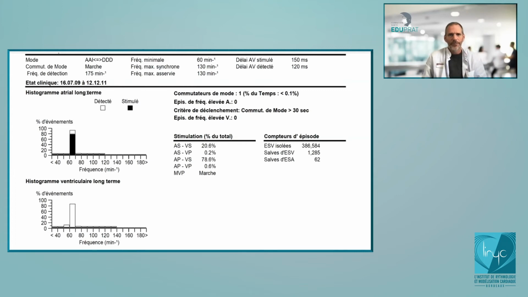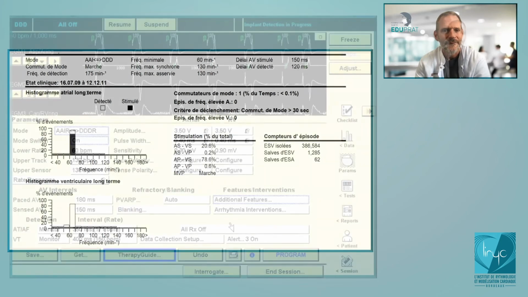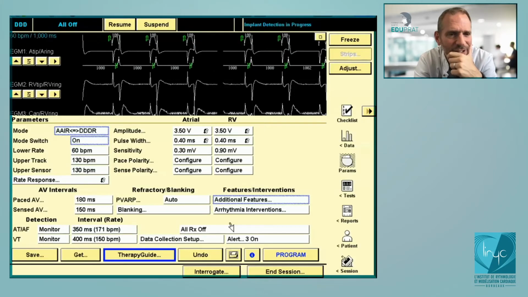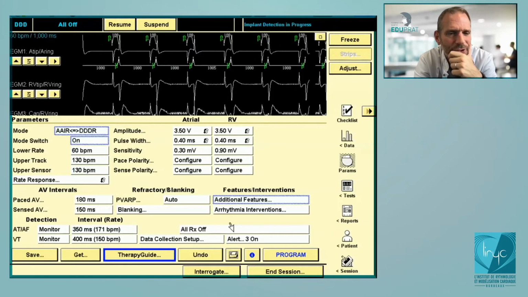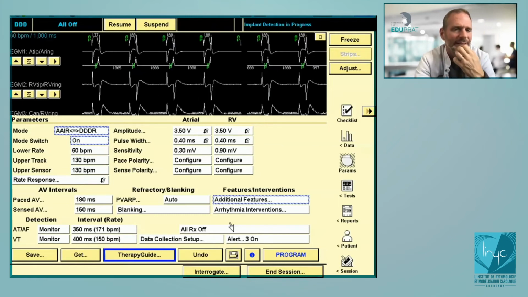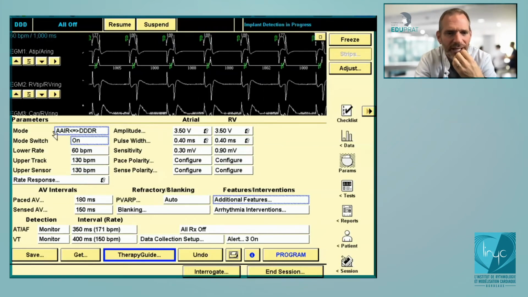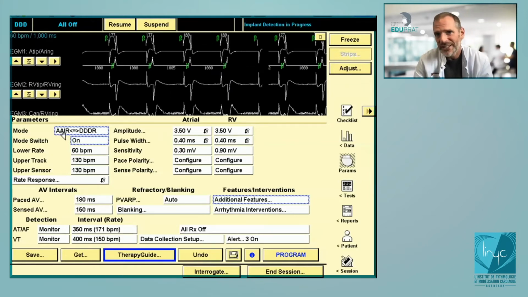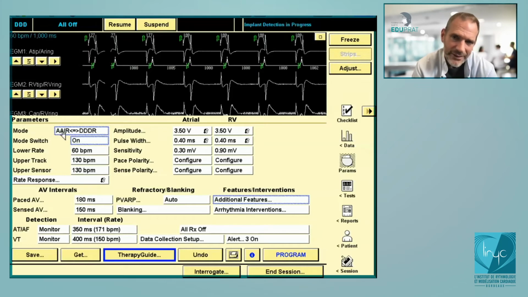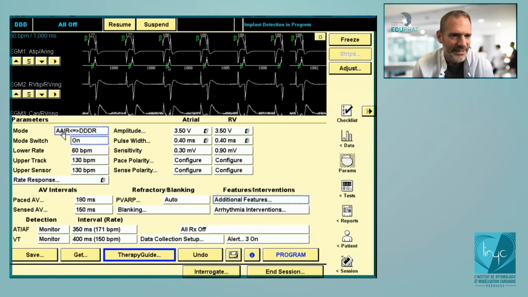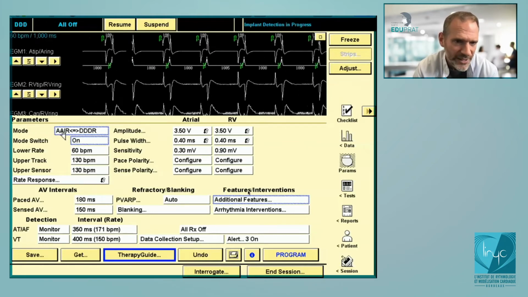Okay, so if you come back to the screen, the programmer. So now we will say, okay, AAI-DDD, you will add this adaptive function if there is chronotropic incompetency. If not, I will not program it. The mode switch, I will leave it on all the time in all the patients, since in patients with sinus node dysfunction, they have a high risk of atrial fibrillation. So I will program mode switch on systematically, and it's nominally on.